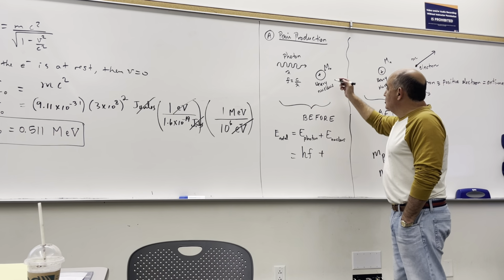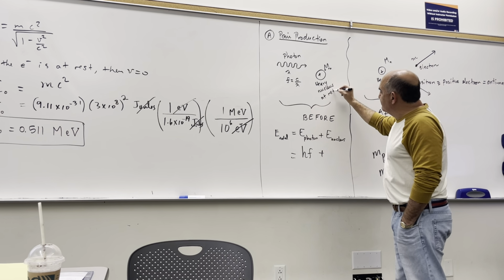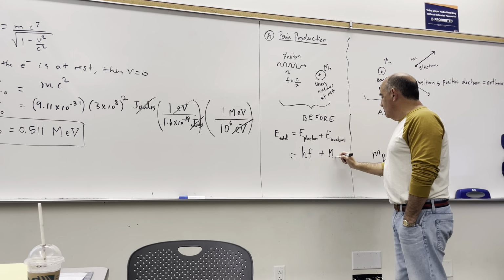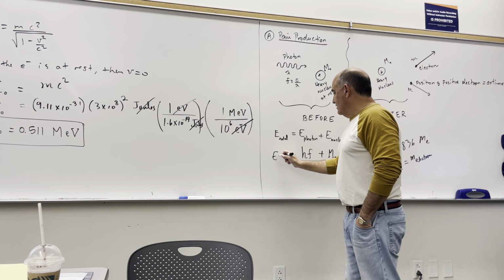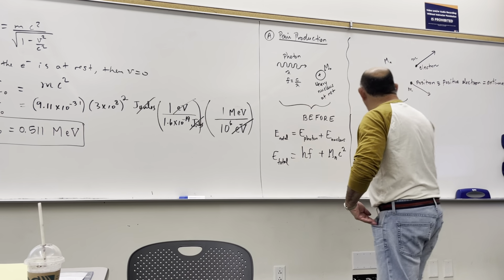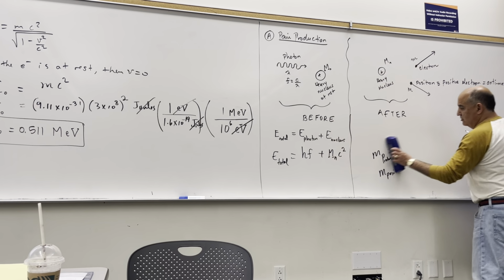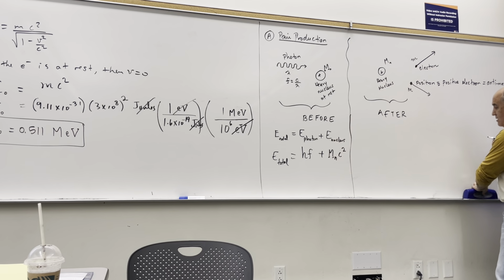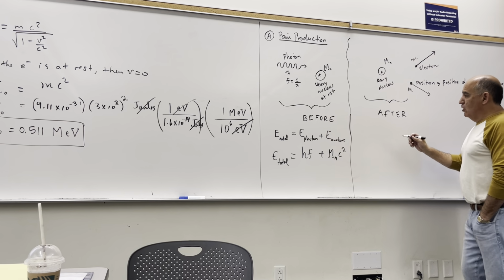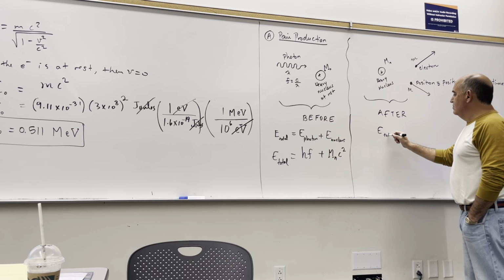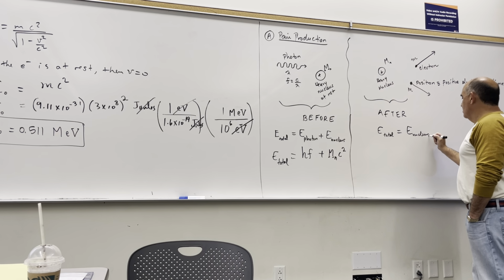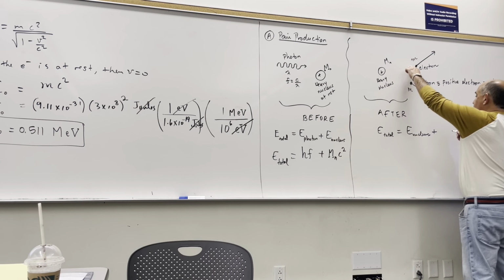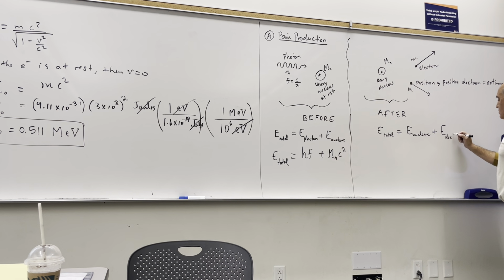And the energy of the heavy nucleus, let's say at rest, would be just the mass of the nucleus times c squared. That's the total energy before. Now, what is the total energy after the collision? It would be the energy of the nucleus plus the energy of the electron plus the energy of the positron.